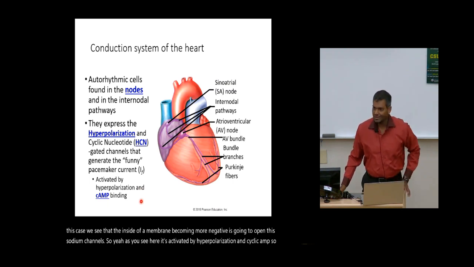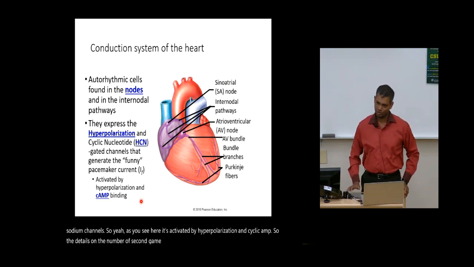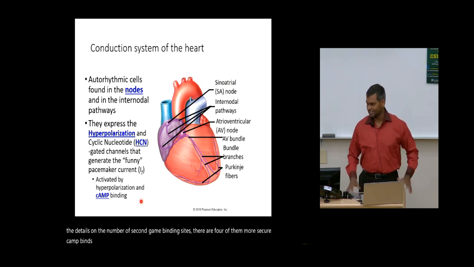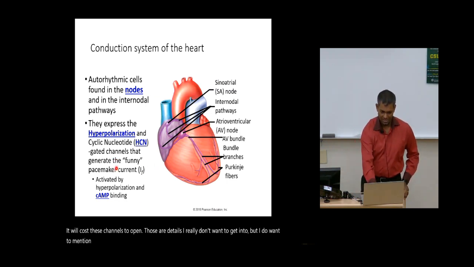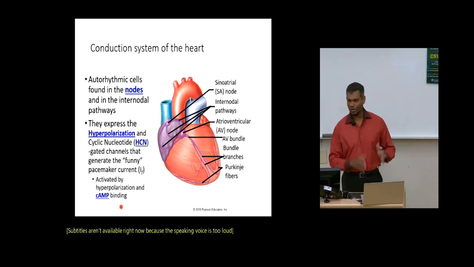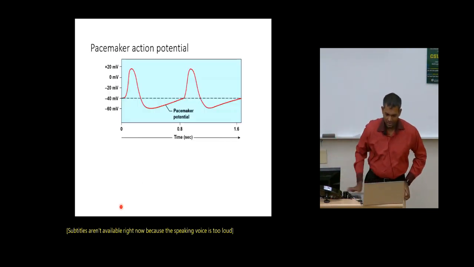The details on the number of cyclic AMP binding sites: there are 4 of them. The more cyclic AMP binds, the more it will cause these channels to open. Those are details I really don't want to get into, but I do want to mention what C and N stand for, so that you know the full form of the name HCN channels. Are we clear on that? Okay, so let's look at the pacemaker action potential.